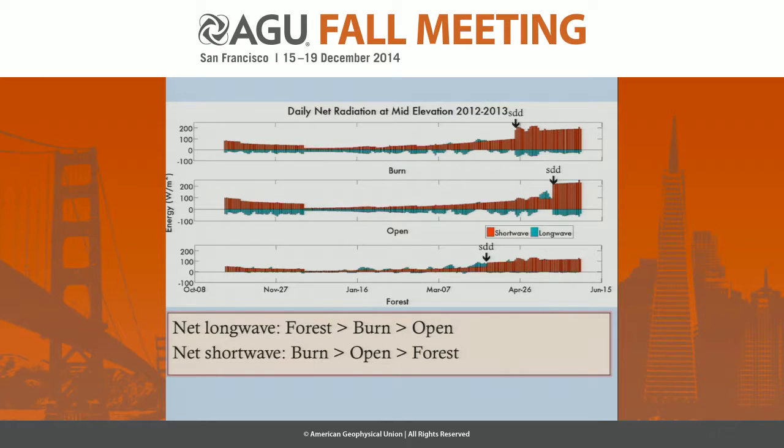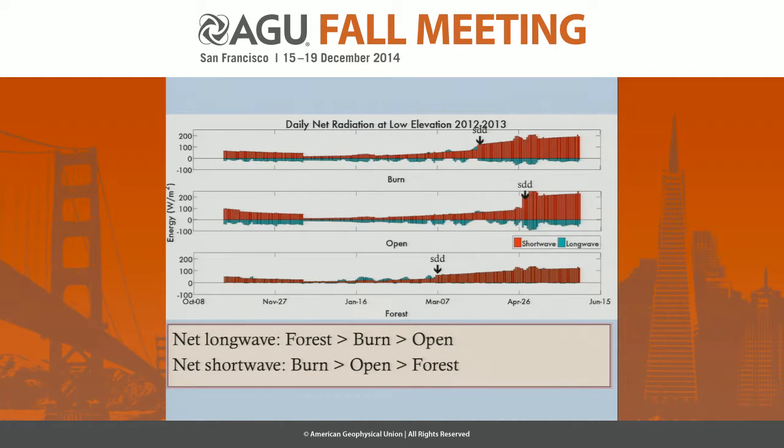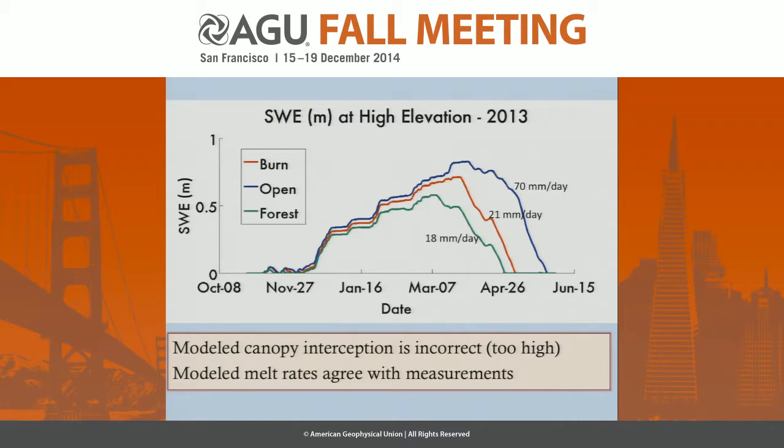SDD stands for snow disappearance date. So here we have the mid-elevation sites, the low-elevation sites. Again, a whole lot more long-wave radiation at the low-elevation sites. I want to point out some structural problems with the model, and I think this is an important story. We heard this earlier in Keith Musselman's talk and in Jessica Lundquist's talk, that the way that we represent vegetation in the models is absolutely critical, and we are not getting it right here.